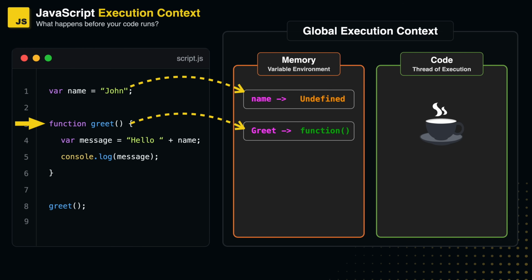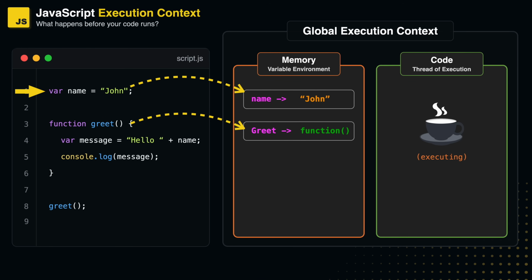Now JavaScript enters the second phase. This is called the execution phase. In this phase, JavaScript starts running the code line by line. Now it comes back to the first line. During the memory creation phase, name was already created with the value undefined. But now, during the execution phase, JavaScript assigns the real value. So name changes from undefined to John.